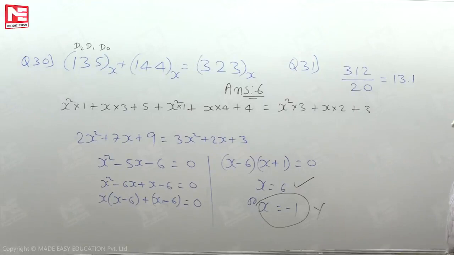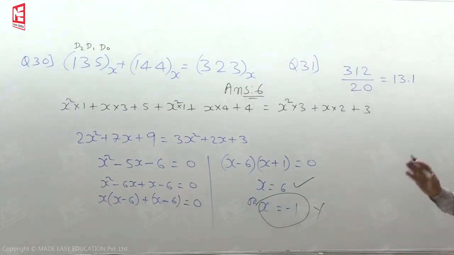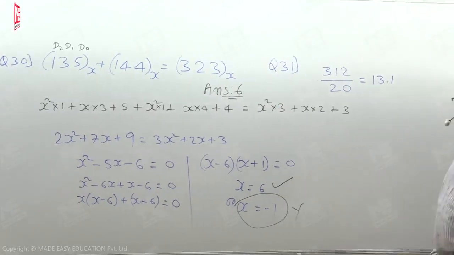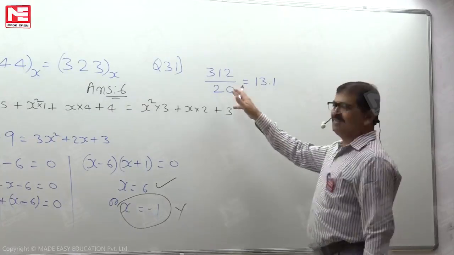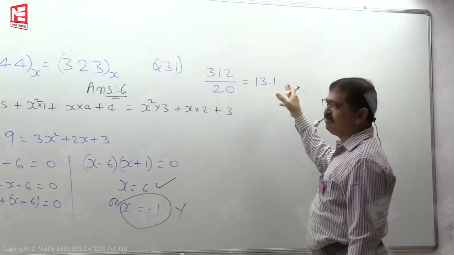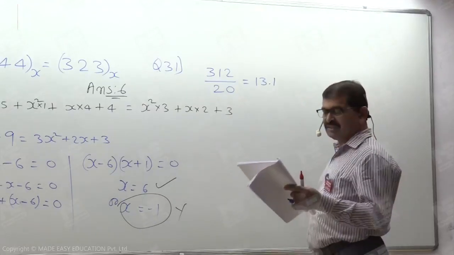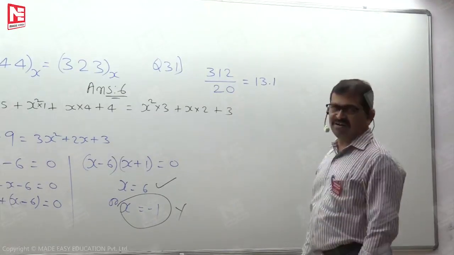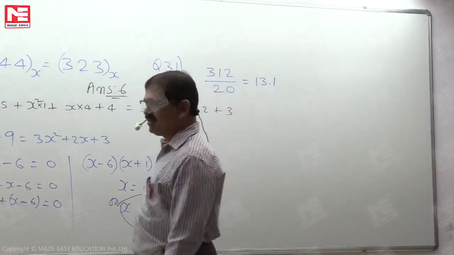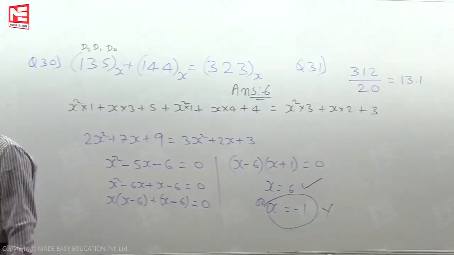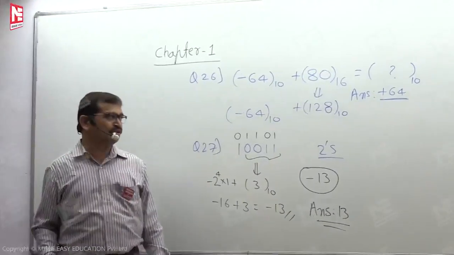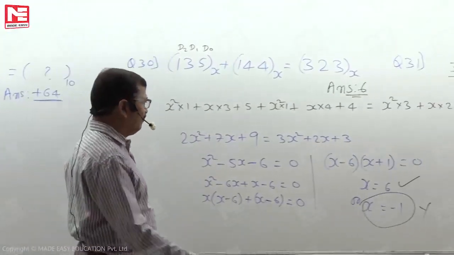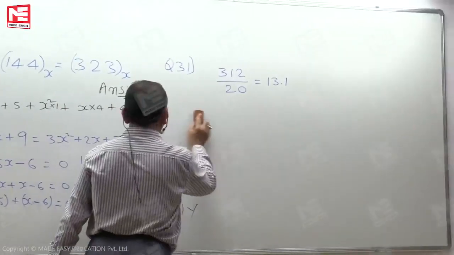Come to the next question. The next question is question number 31. We have here a question as 312 divided by 20 is equal to 13.1. It is in some number system which has a radix of r. The question is, what is the radix r value?